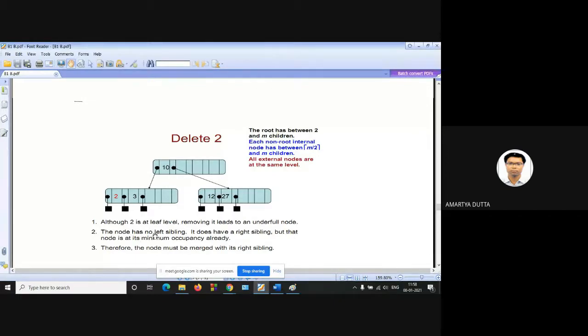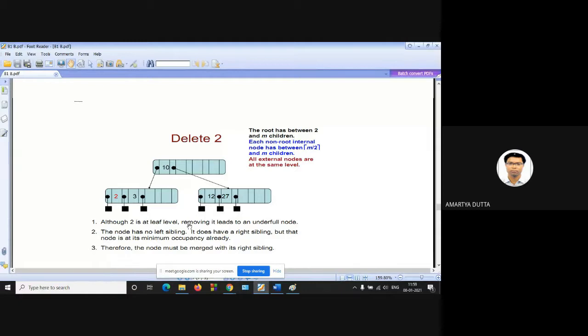The node has no left sibling. It does have a right sibling, but that node is at minimum occupancy already, 12 and 17. Why is this the minimum occupancy? Because m by 2, here m value is 5, so 5 by 2 is 2.5, and its ceiling value is 3. So it is the minimum number of children. Right?